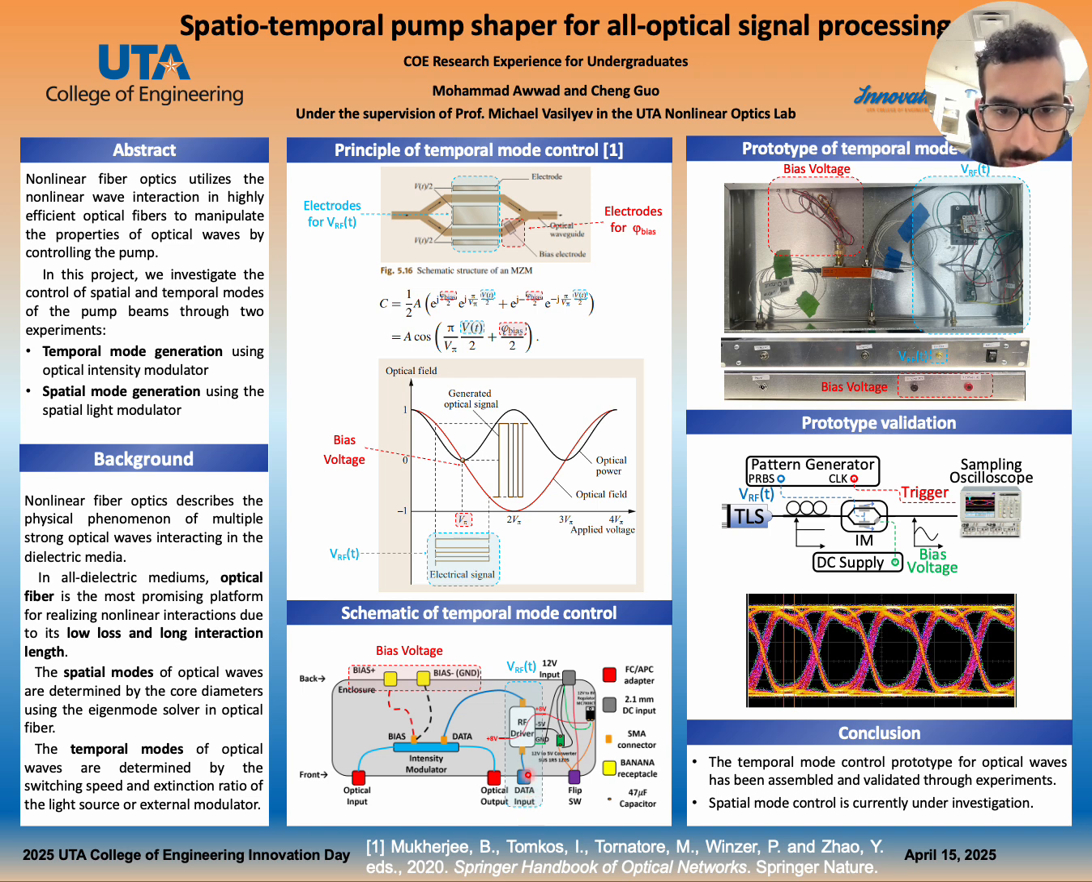We have our input RF signal going into the RF driver that goes to the intensity modulator, and then we also have our biases here on the back panel, and then we have our input optical signal going into the intensity modulator, and then our modulated output over here.